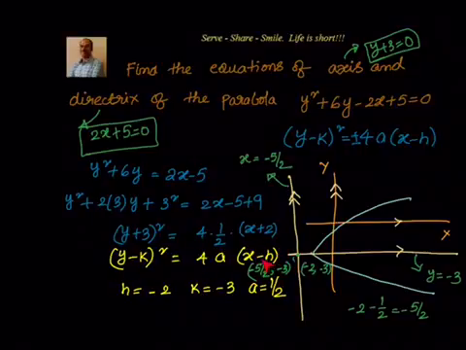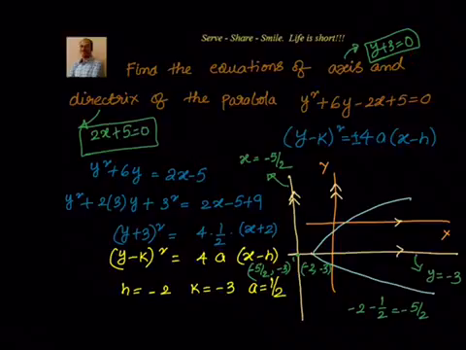Once we know it is 4a into x minus h, we know that it is opening towards the right side. We know the vertex is h comma k, that is nothing but minus 2 comma minus 3. Since the axis of the parabola is parallel to the x-axis, its equation is given by y equal to k, but here the y coordinate is minus 3. That means the equation of the axis of the parabola is y equal to minus 3, or y plus 3 equal to 0.